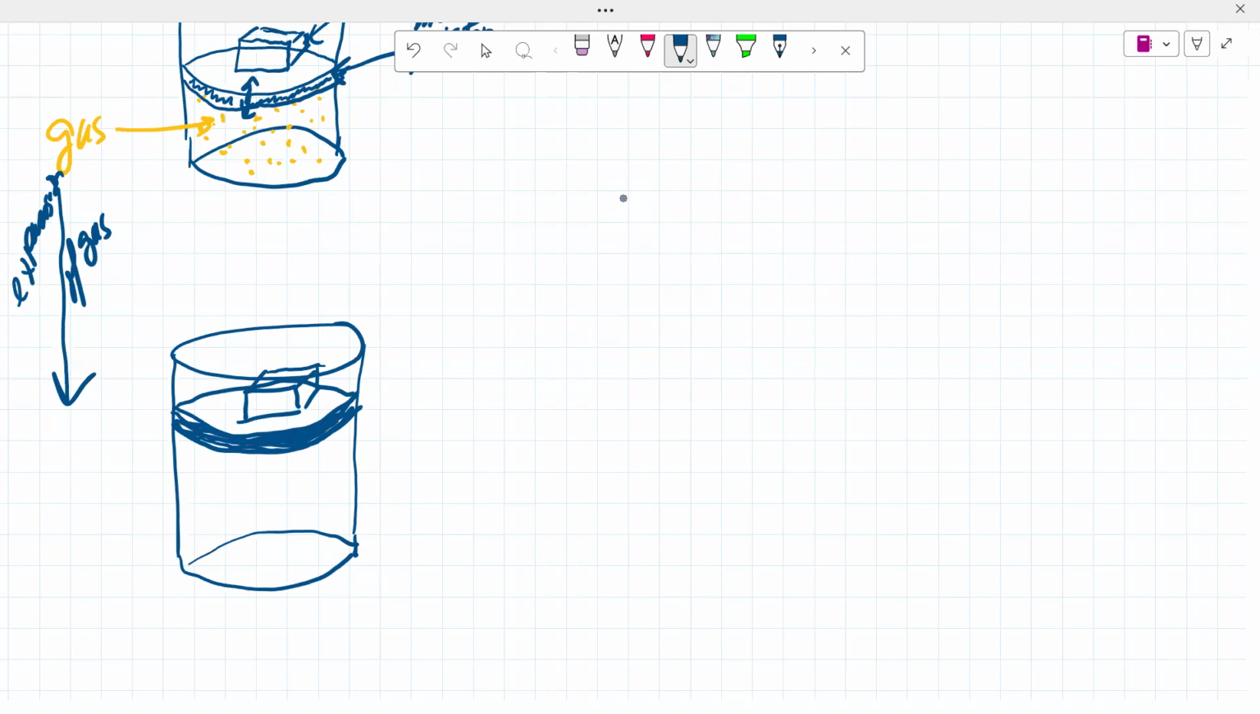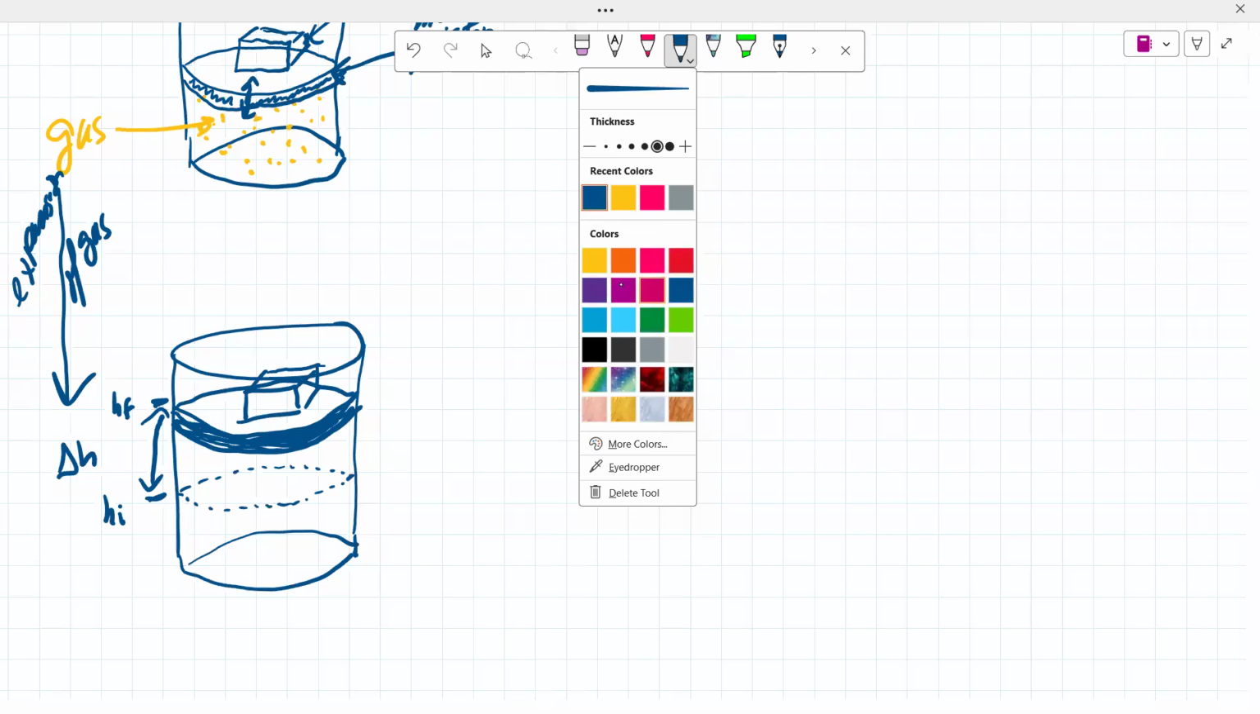Okay, there's our piston, and the old position of the piston is right here. That's where it used to be, and it has moved up. It's gone from there to here. Delta H, change in height. This is the height initial, and this is the height final. And it has risen. So we should probably put a flame in here to remind us. We'll use this color.